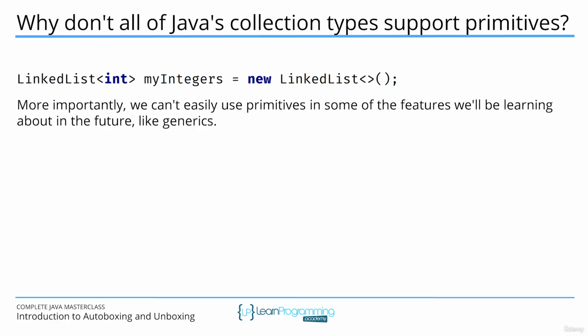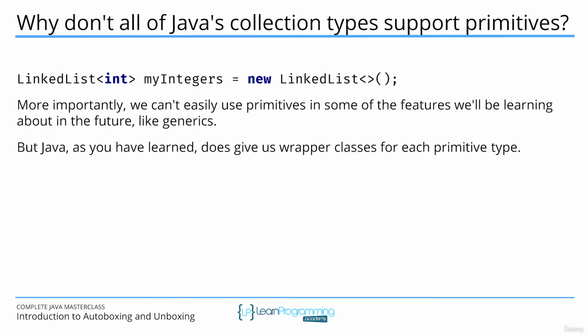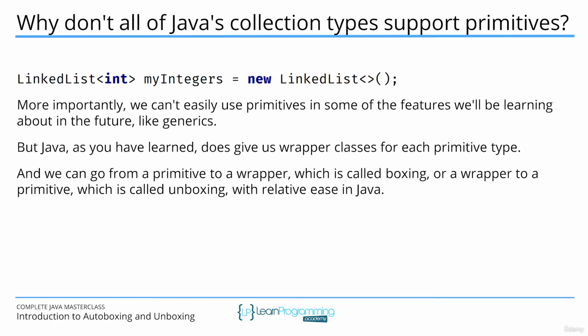More importantly, we can't easily use primitives in some of the features we'll be learning about in the future, like generics. But Java, as you have learned, does give us wrapper classes for each primitive type, and we can go from a primitive to a wrapper, which is called boxing, or a wrapper to a primitive, which is called unboxing, with relative ease in Java.